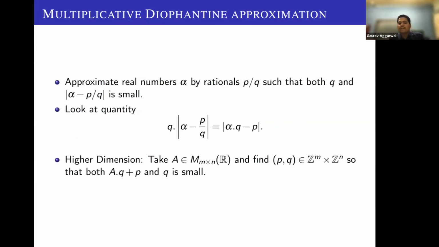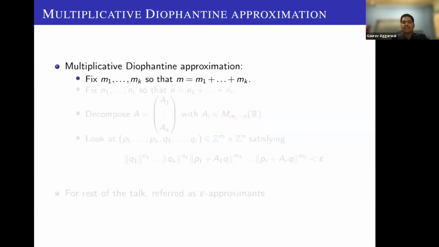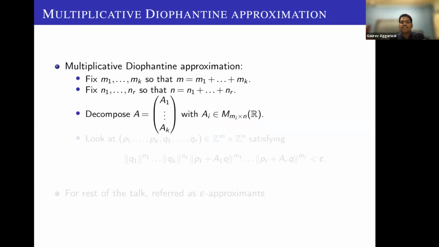Now, multiplicative Diophantine approximation is the rule which tells us which vectors p and q should be considered good approximations and which should be considered bad approximations. For this, first of all, we decompose m as a sum of certain integers: we fix the integers m1 to mk and n1 to nr so that their sums are m and n respectively. Corresponding to the decomposition of m as m1 plus through mk, you decompose A into row vectors A1 to Ak.